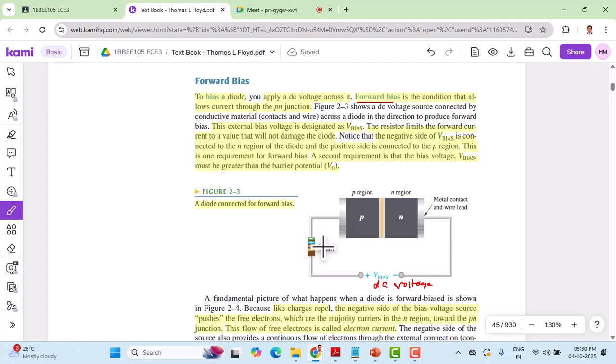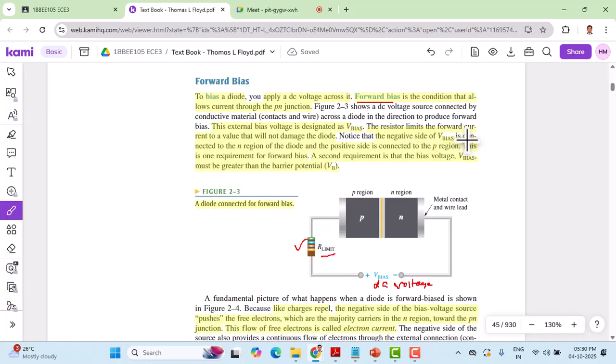A typical resistor of less than 1K can be used here to limit the current surge to the PN junction. The value is not mentioned here, so a small resistor can be used, and the importance of that is shown here. The external bias voltage is designated as V bias. The resistor limits the forward current to a value that will not damage the diode. So in order to avoid damage to the diode, we need a resistor, shown here as R limit. It's a current limiting resistor.